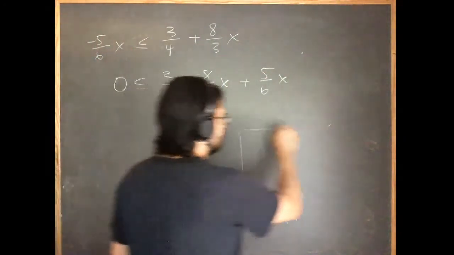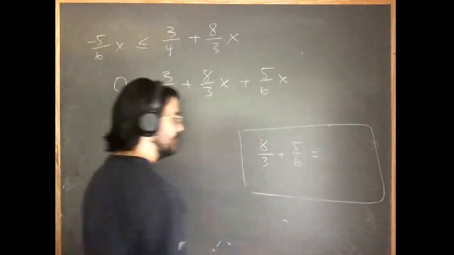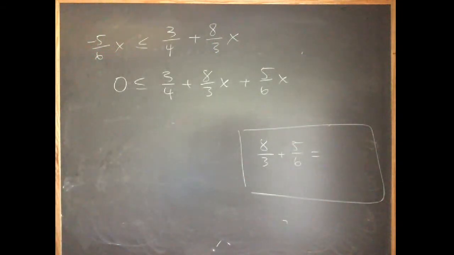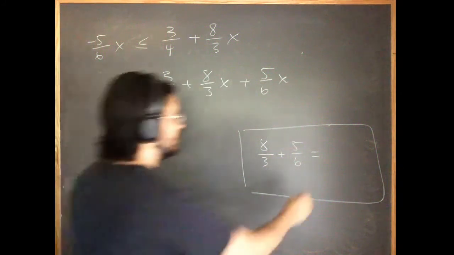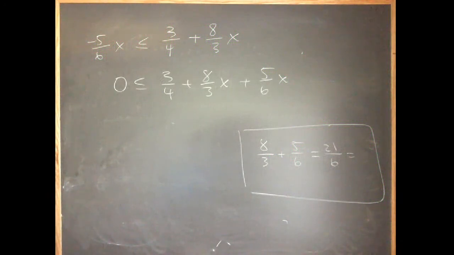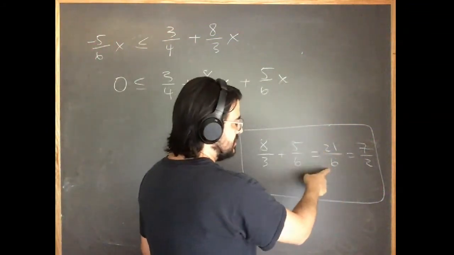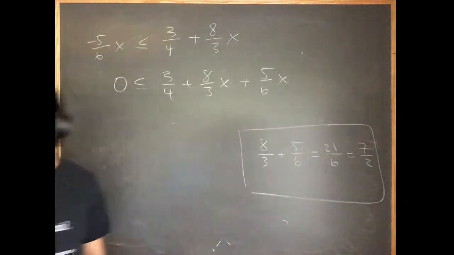Now on the side here, let's add them together, right? What's 8/3 plus 5/6? Notice the common denominator here is 6, right? So somebody tell me what we end up with here when we add 8/3 to 5/6. 21/6, and 21/6 gives us what in terms of reduced? Seven over 2, yeah. Right, because 21 is 7 times 3, 6 is 3 times 2, the 3's cancel, you're left with 7 over 2.